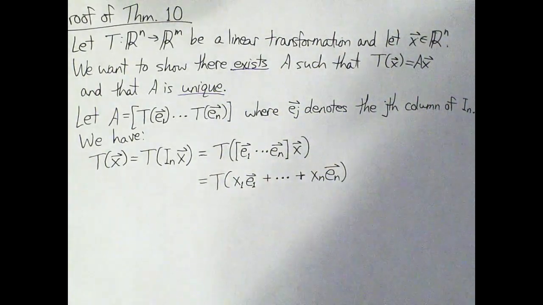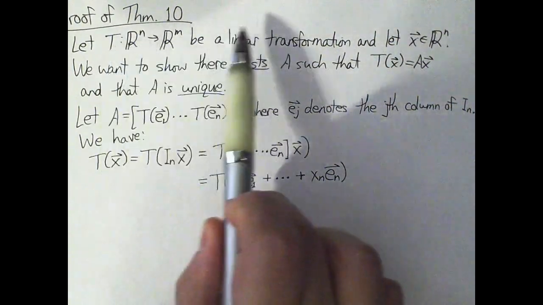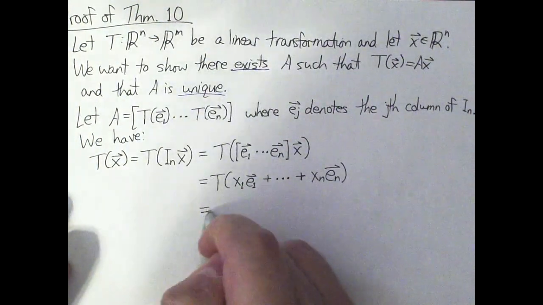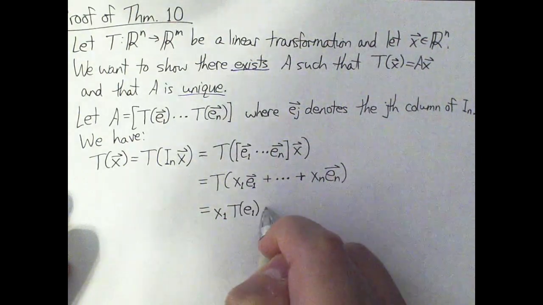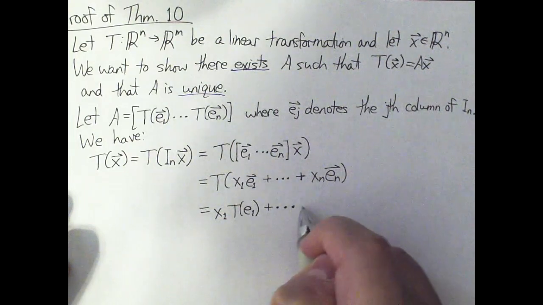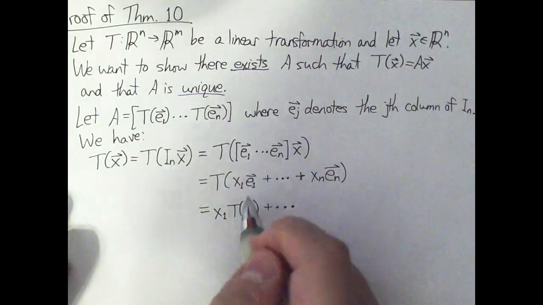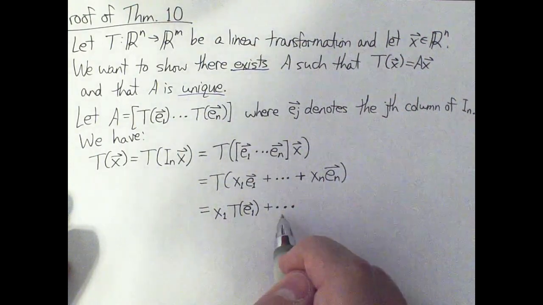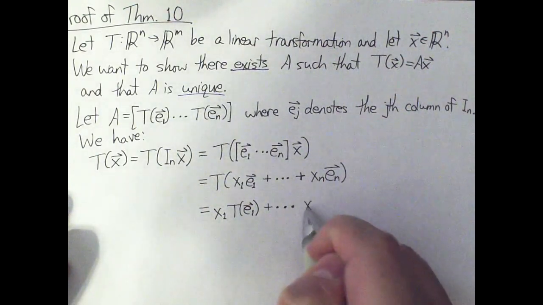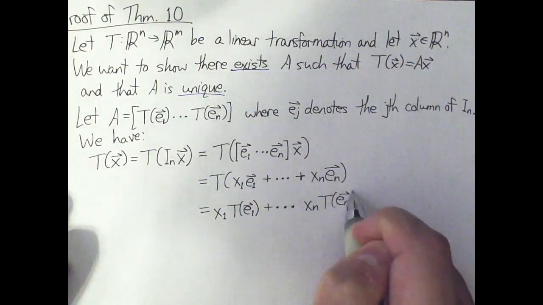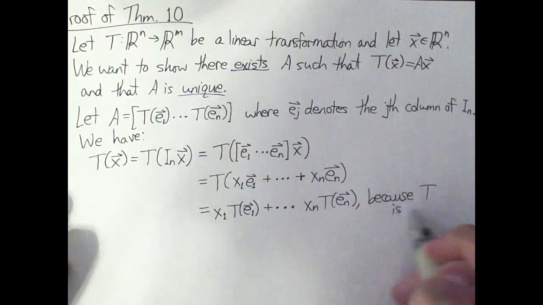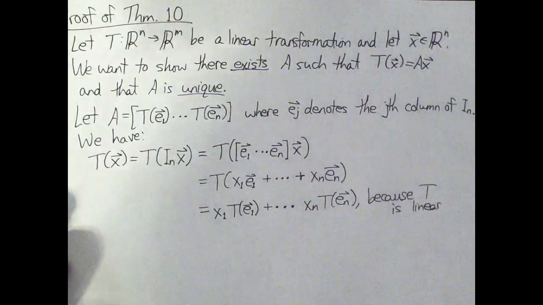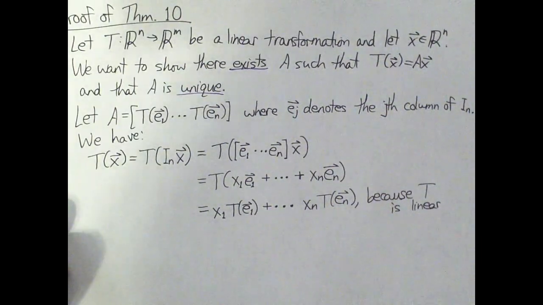All right, so there is something important that we haven't used yet. The fact that T is linear. Because T is linear, we can pull out x1. In fact, because T is linear, we can split this up into x1 T of e1 plus x2 T of e2, etc., all the way up to xn T of en. And I'm going to say because T is linear. This is a vector equation, right?